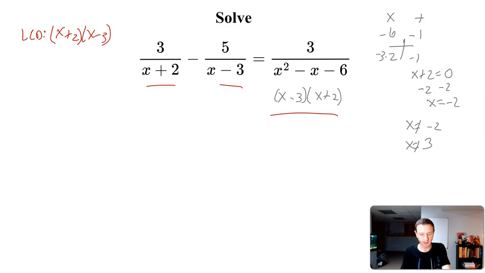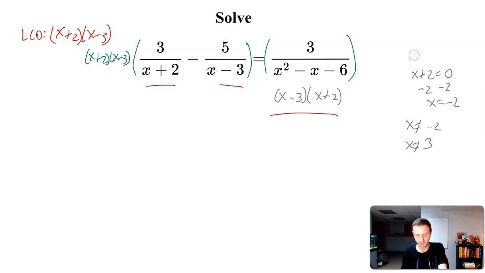So I'm going to multiply both sides of the equal sign by the least common denominator of x plus 2 and x minus 3. Multiply this side by x plus 2 and x minus 3. Hopefully it's okay if I erase this factoring over here. And I'm going to erase this 2. We don't need that anymore. So I'm going to multiply by x plus 2 and x minus 3.